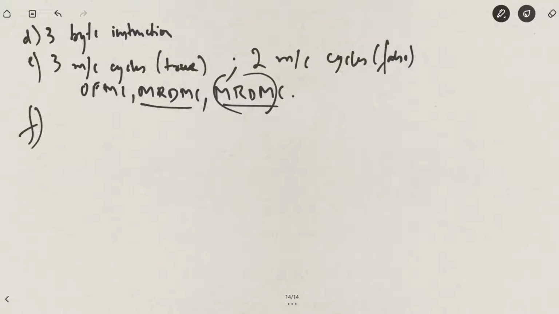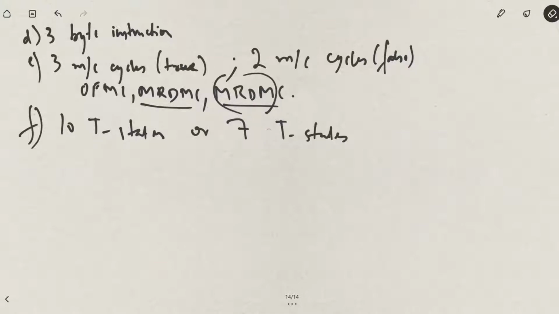So accordingly, you can either have 10 T states or 7 T states depending upon whether the condition is true or false. Accordingly, you will be having execution time of 3.2 microseconds or 2.24 microseconds.